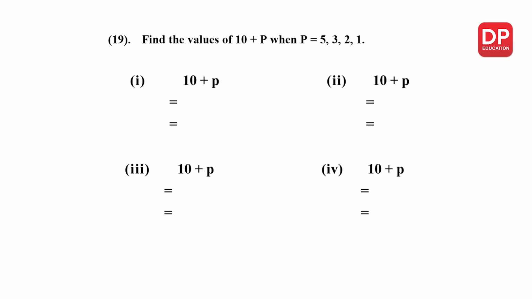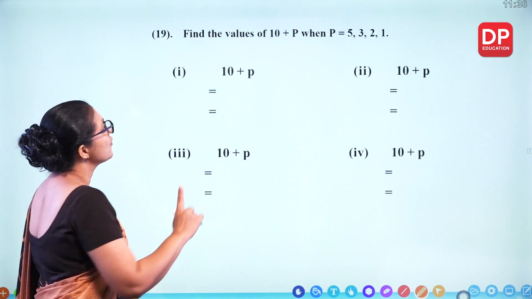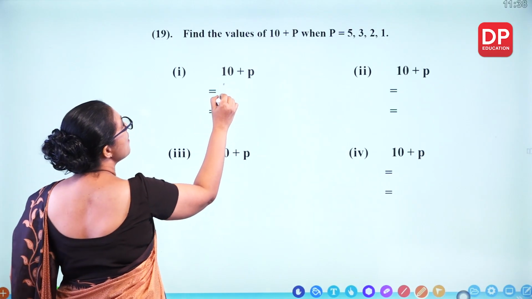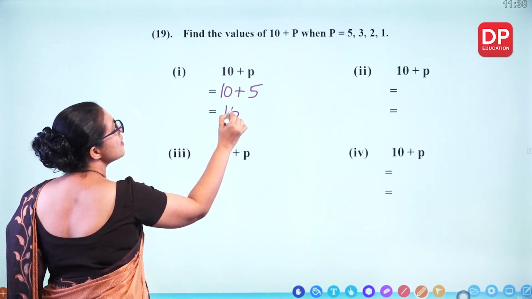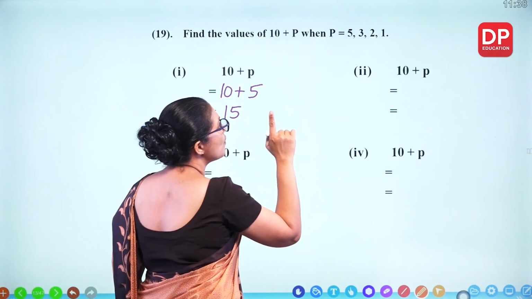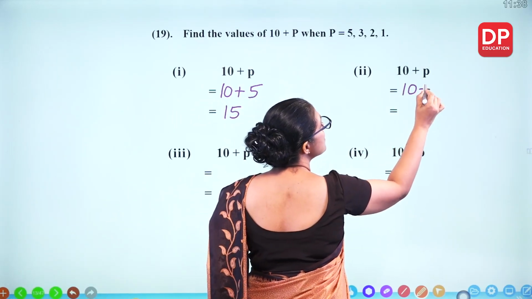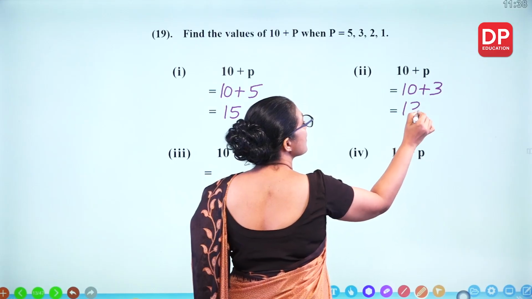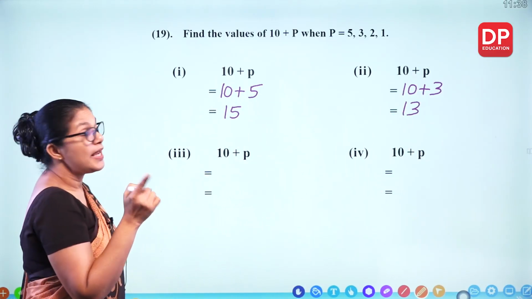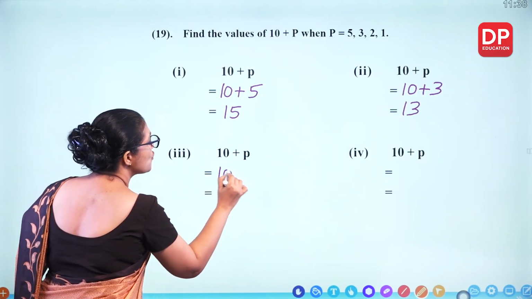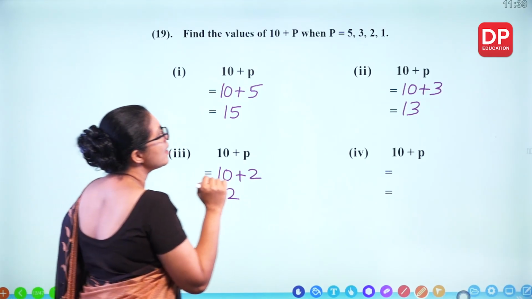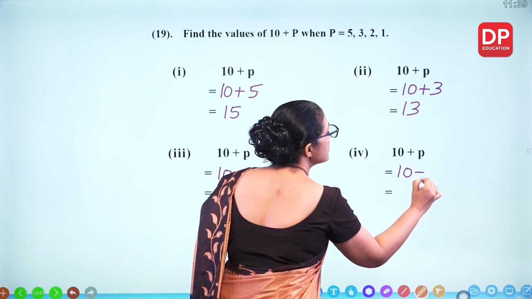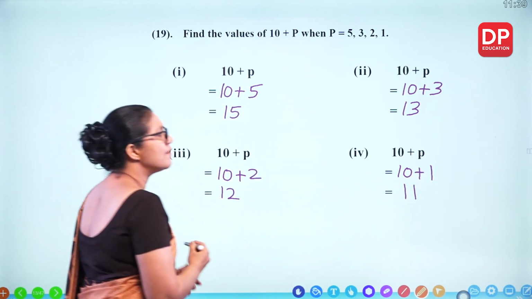Find the values of 10 plus P when P equals 5, 3, 2, 1. So we'll do 5 first. When P equals 5, 10 plus 5, you get 15. When P equals 3, that becomes 10 plus 3, 13. When P equals 2, 10 plus 2, you get 12. And P equals 1, you get 10 plus 1, 11.